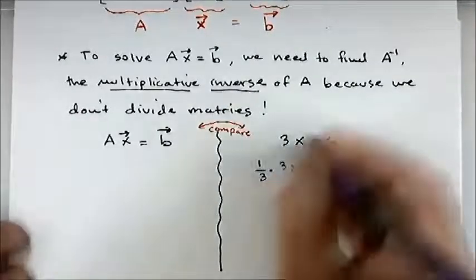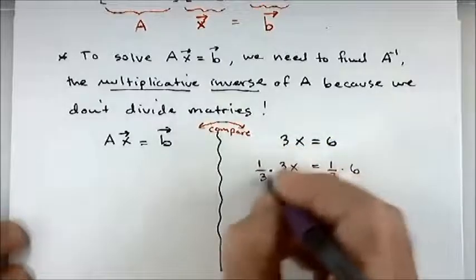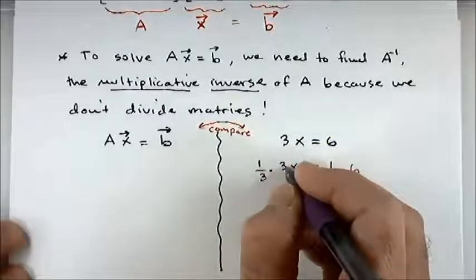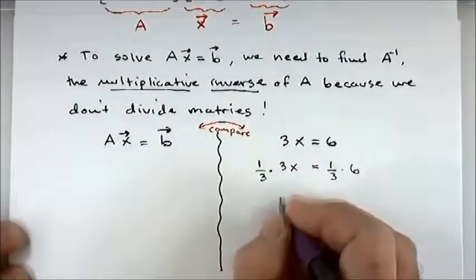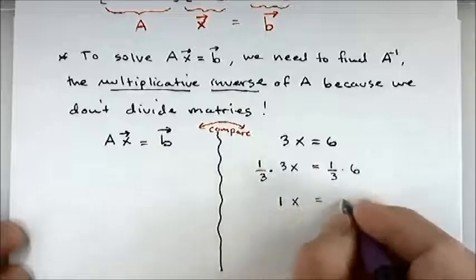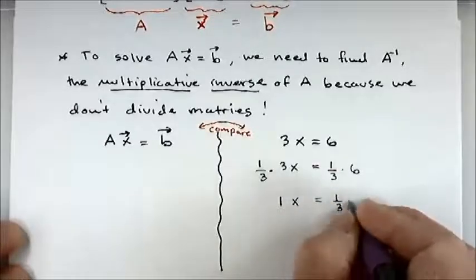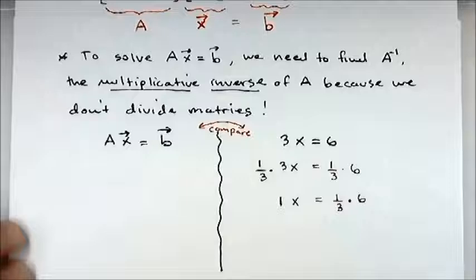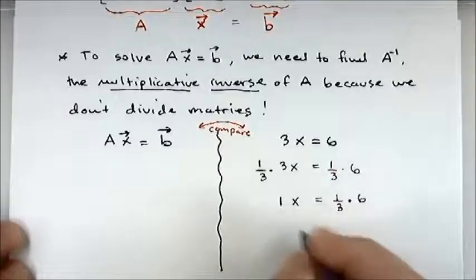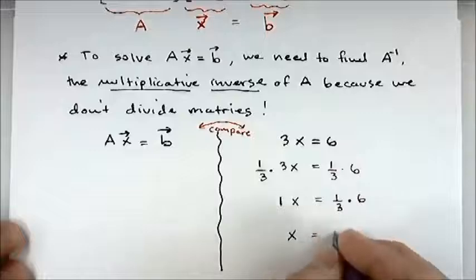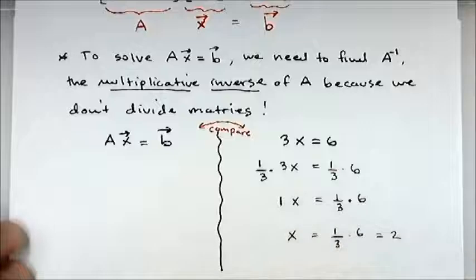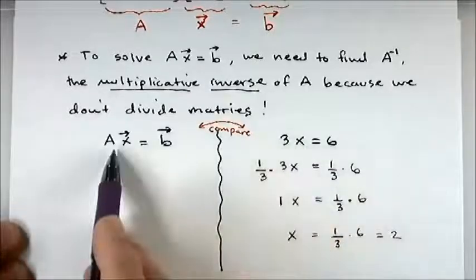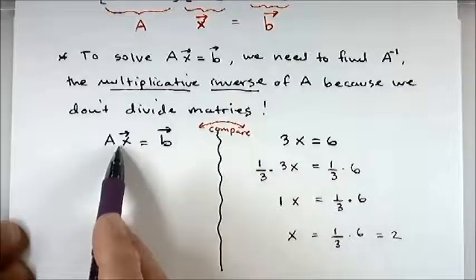And 1/3 is the multiplicative inverse of 3. Why? Because if I multiply 1/3 times 3, that just gives me 1. So x equals 1/3. I know that's 2, but I'm going to write that as 1/3 times 6. And of course, 1 times x is the same thing as x. So I'd have x equals 1/3 of 6, which is 2, of course. It looks different, but it's the same idea with matrices.